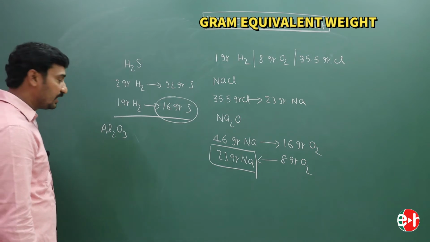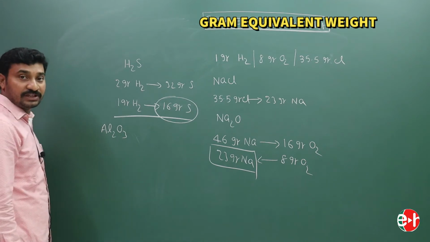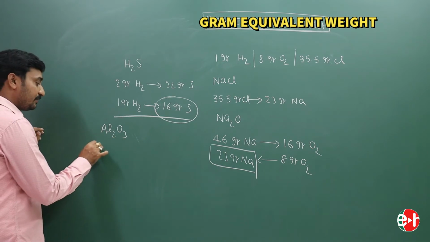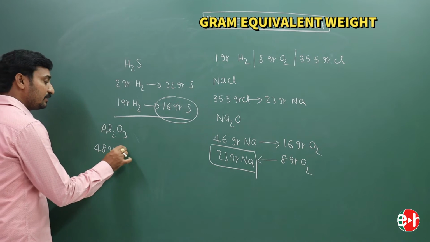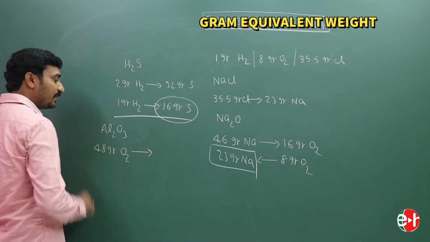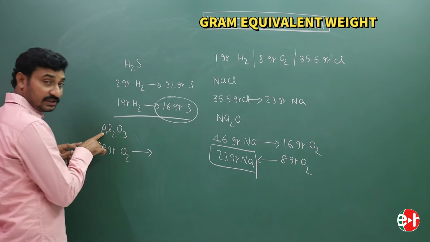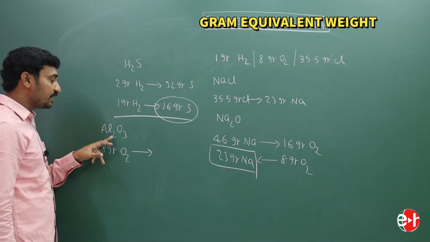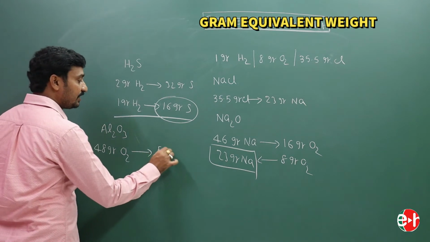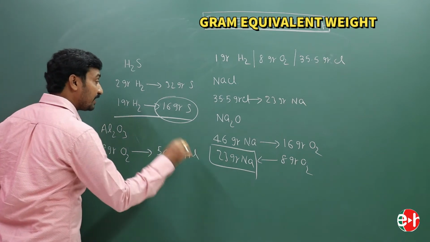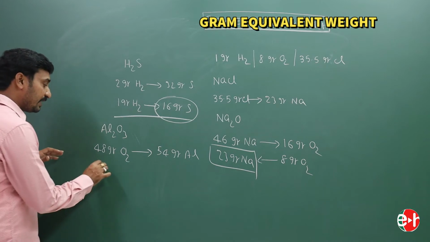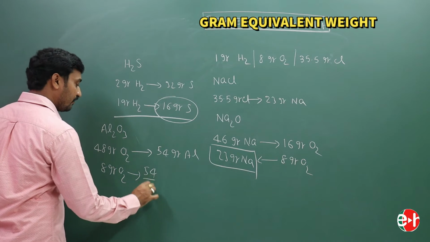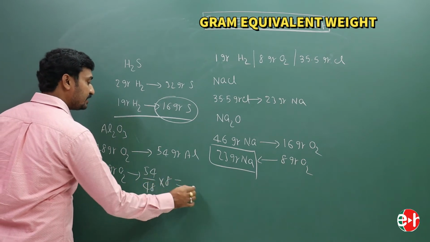In this one we have to find aluminum equivalent weight. 3 oxygens are there, 3 16s are 48, so 48 grams oxygen. How many grams of aluminum? Aluminum atomic weight is 27, 27 2s are 54, so 54 grams aluminum. But according to the definition, we have to find it with 8 grams O2. With 8 grams O2, 54 by 48 into 8 is equal to 9.